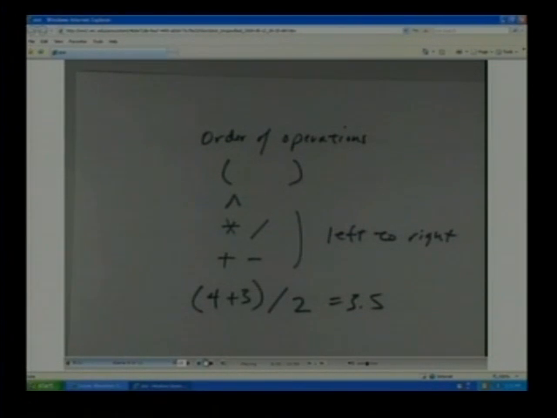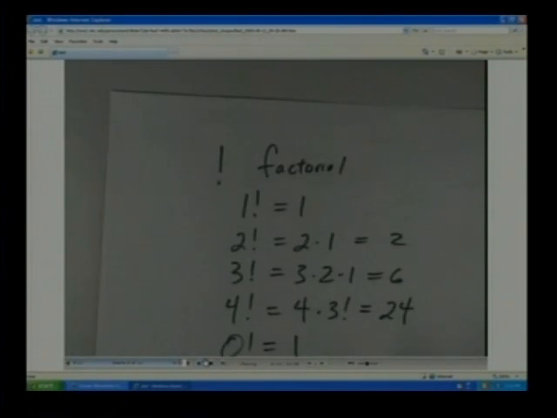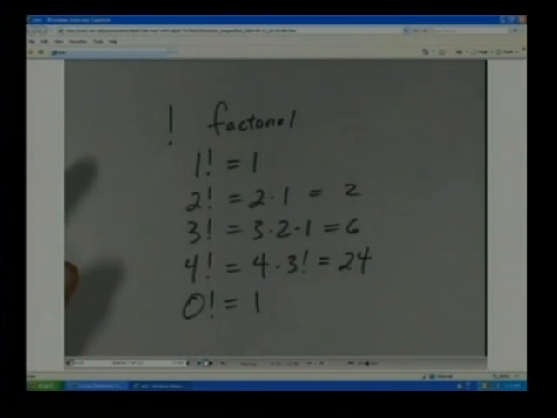Okay, another thing that we'll see is the factorials, and we indicate that with the exclamation mark. So 1 factorial is going to be equal to 1. 2 factorial is 2 times 1, which is 2. 3 factorial, 3 times 2 times 1. You just multiply it by all the numbers that are below it. That gives you 6.